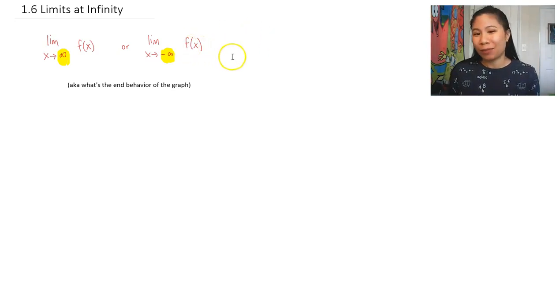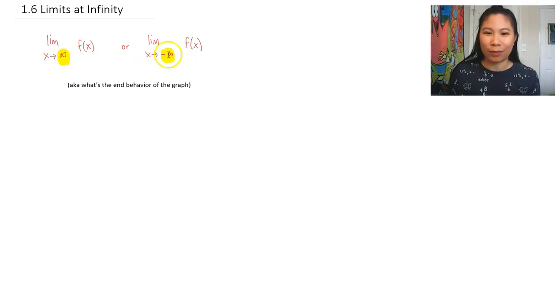So, limits at infinity just means we're finding the limit as x approaches either infinity or negative infinity, like this. So really what we want to know is, what is the end behavior of the graph? As you go all the way to the right or all the way to the left of a graph, what y value is your graph approaching?